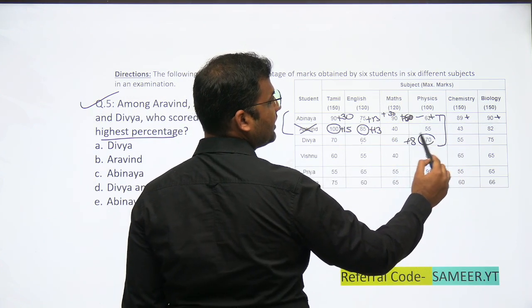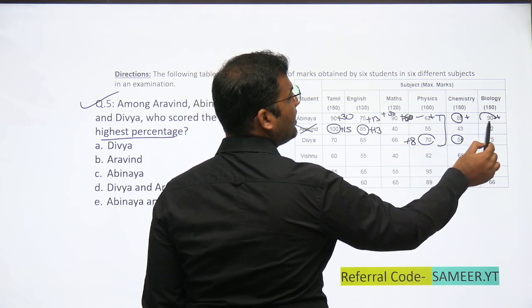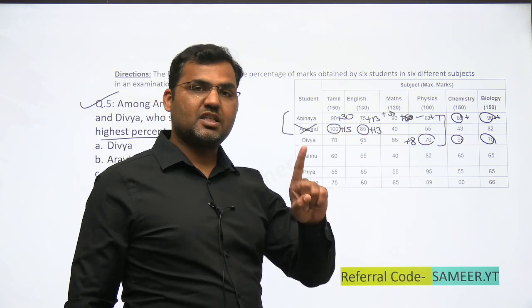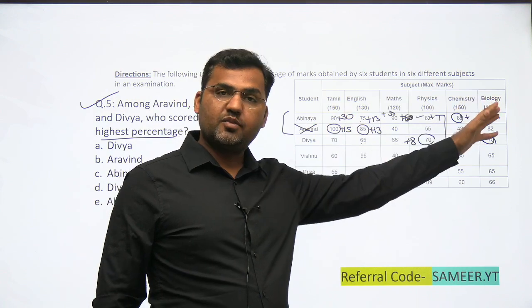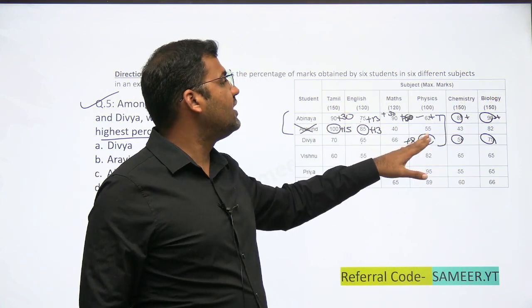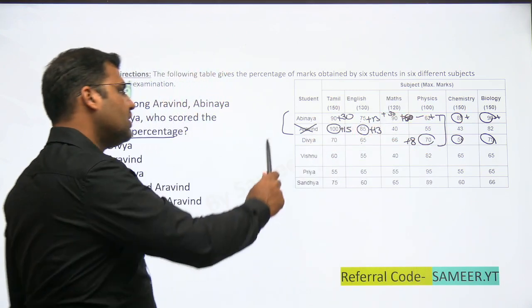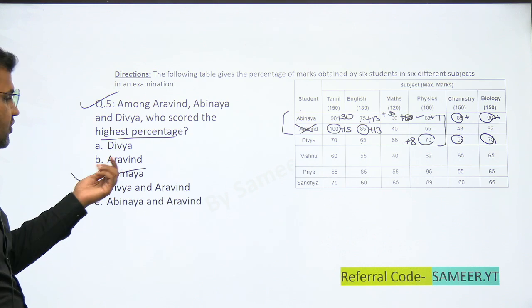Here again, Abhinay is having a lead over Divya. Here also Abhinay is having a lead over Divya. Divya is having more marks than Abhinay in just 1 subject. However, Abhinay is having a lead over Divya in 5 subjects. And the lead of Divya is very less as compared to the lead of Abhinay. So you can clearly see between Abhinay and Divya, again Abhinay is the winner. So the highest marks among the given students will be Abhinay.